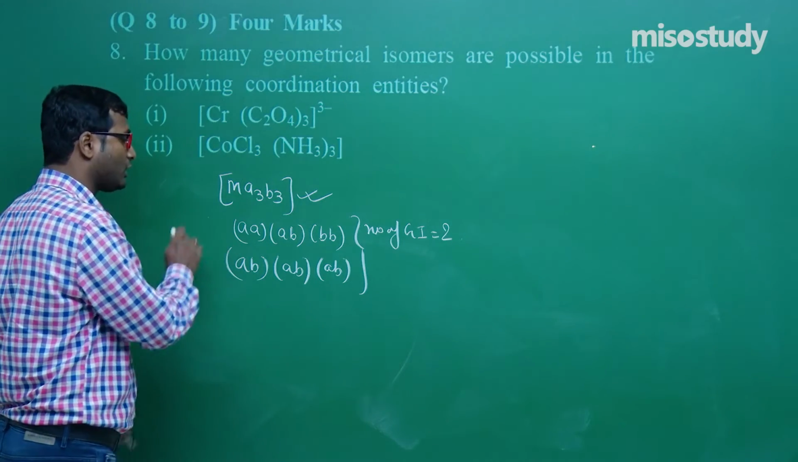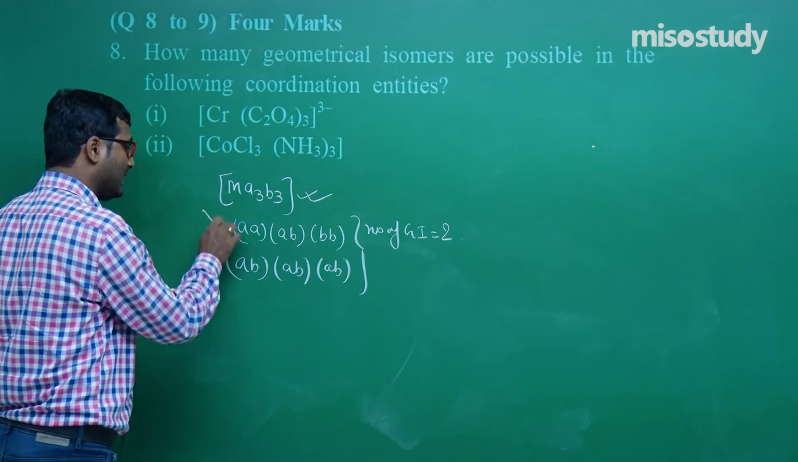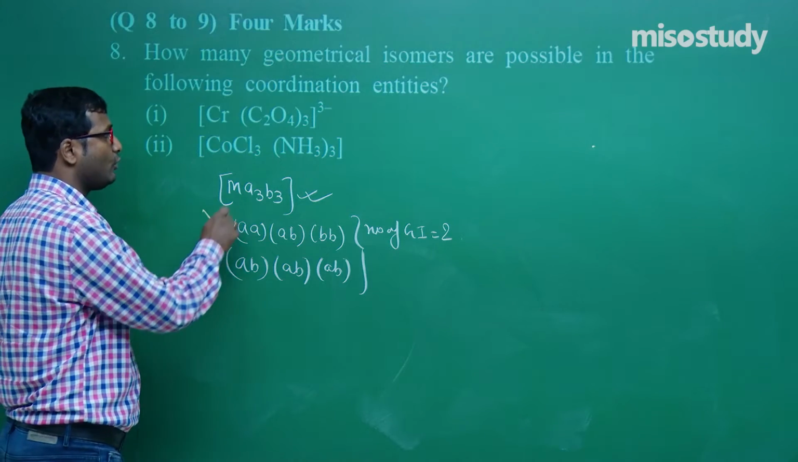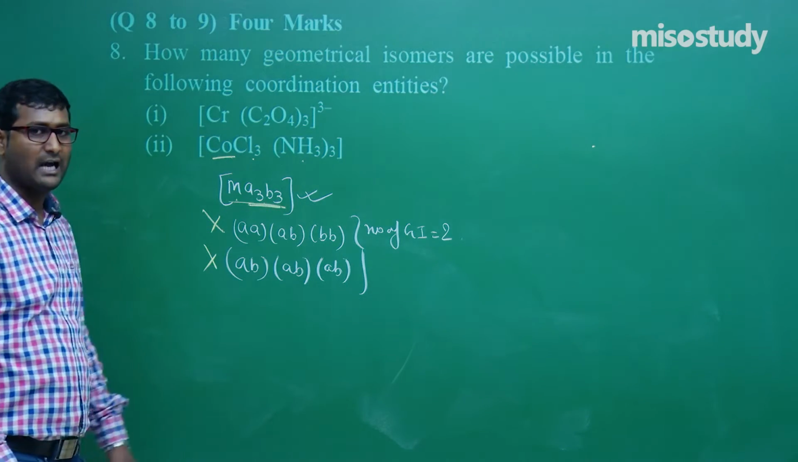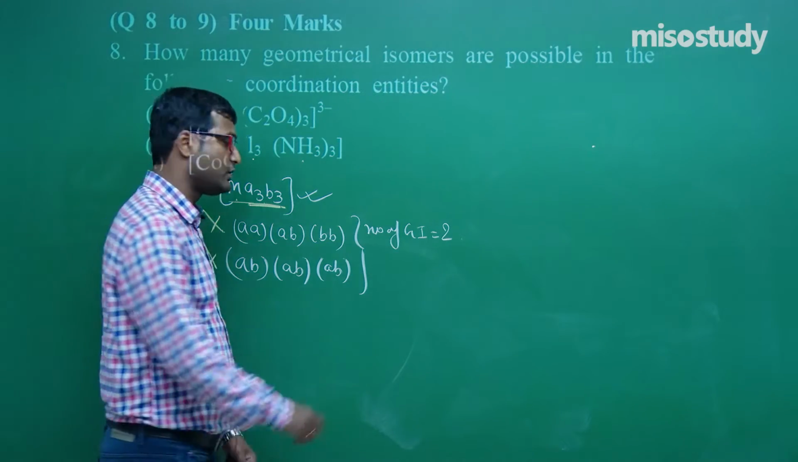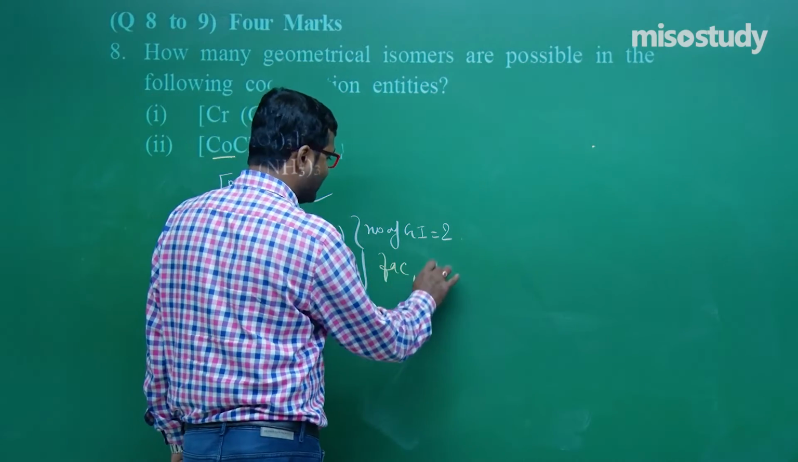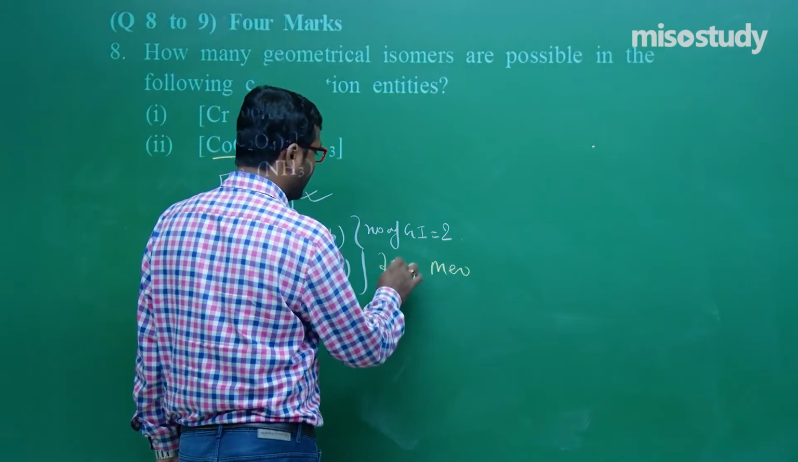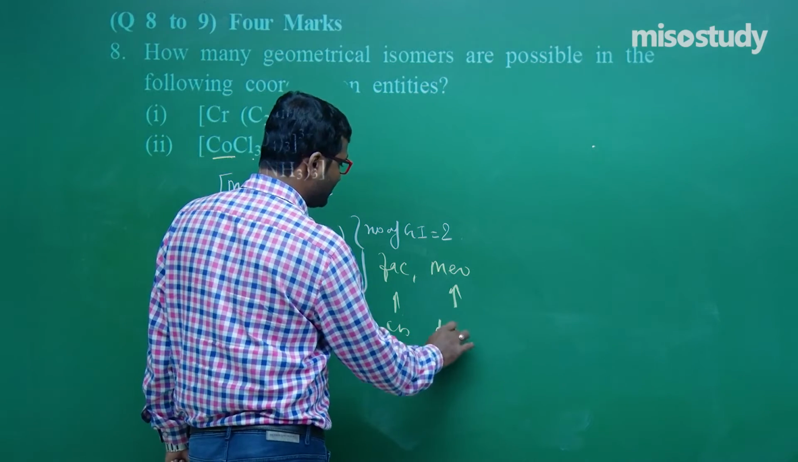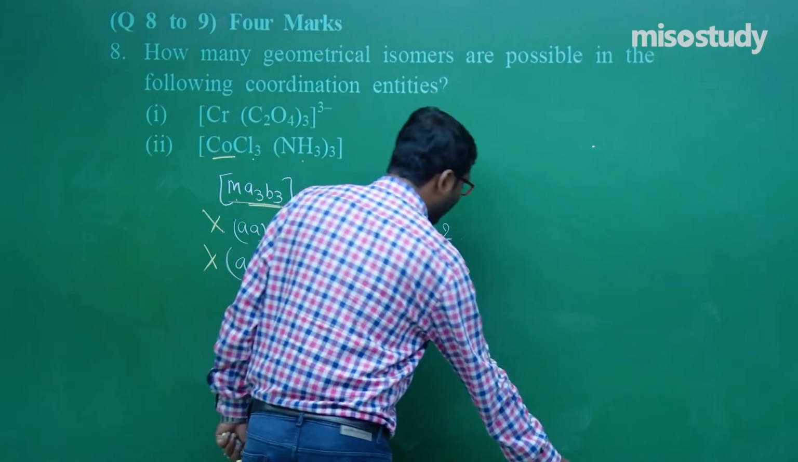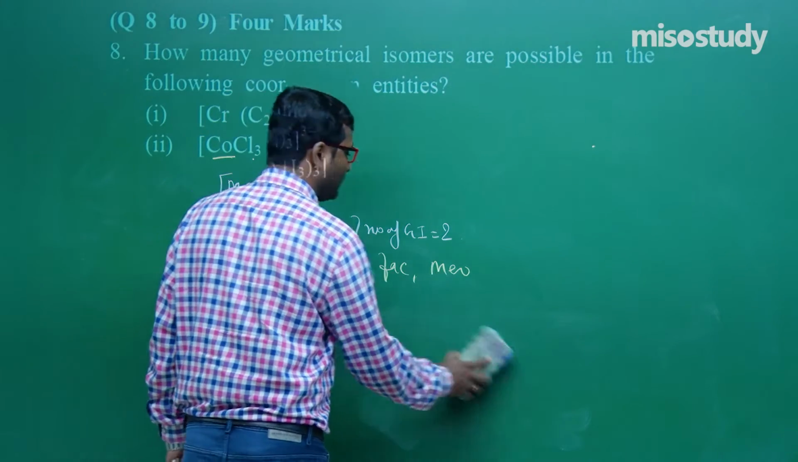But they are optically inactive in this case. So [Co(Cl)3(NH3)3] is MA3B3 type, and the number of geometrical isomers is 2. One is fac, the second one is mer. Sometimes cis is equivalent to fac and trans equivalent to mer. Fac and mer, facial and meridional.